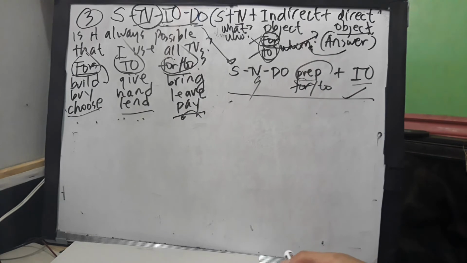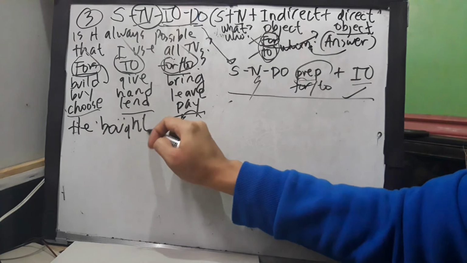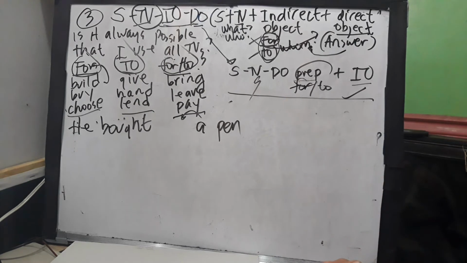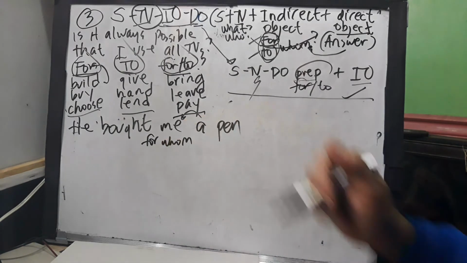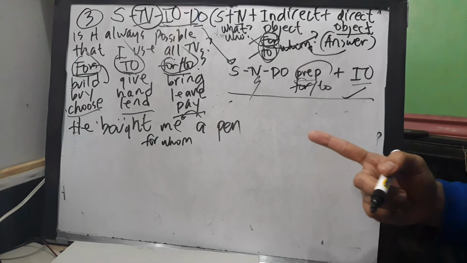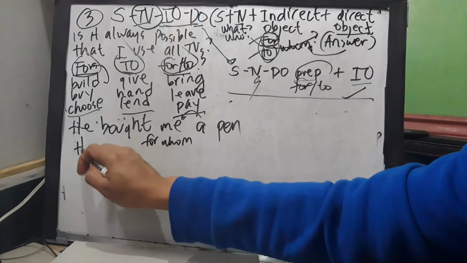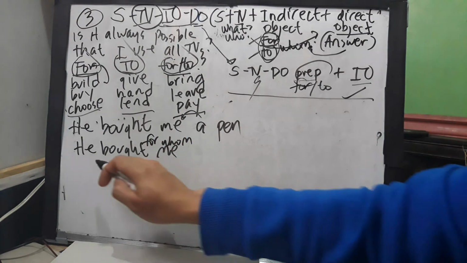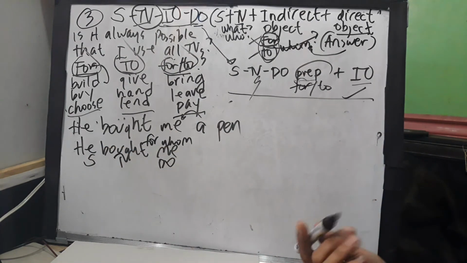So do you want more examples, guys? Okay, let's try to make more examples. He bought a pen. So what did he buy? A pen. So for whom? He bought me a pen. But teacher, how about if I do like this? He bought me. Look at this one. He is the subject. What did he buy? Me. Yeah, the pattern is correct.